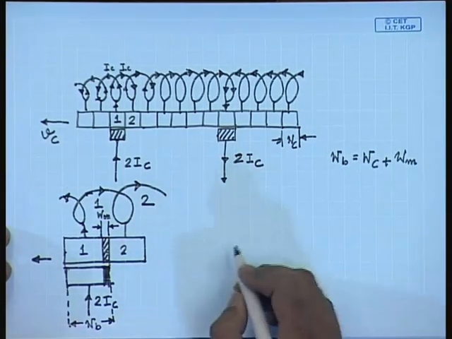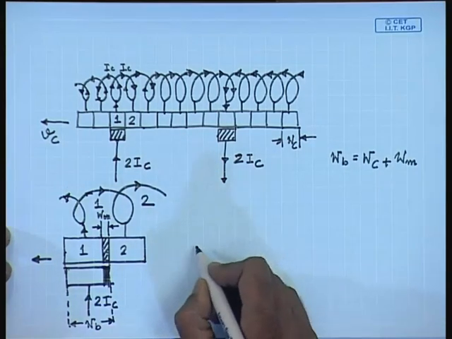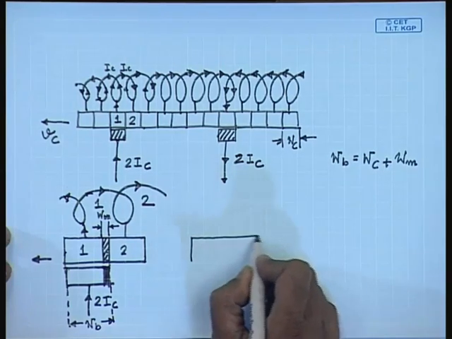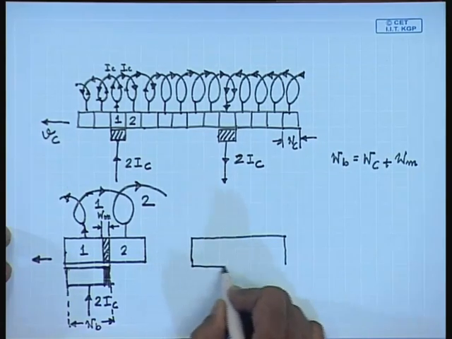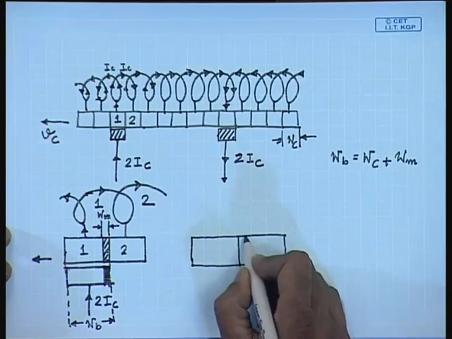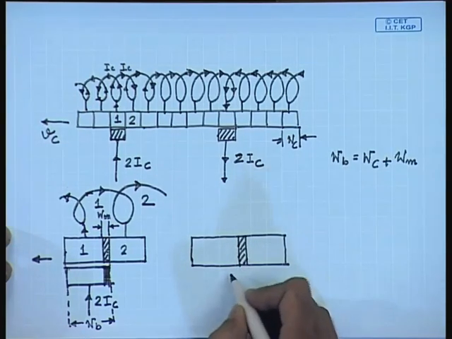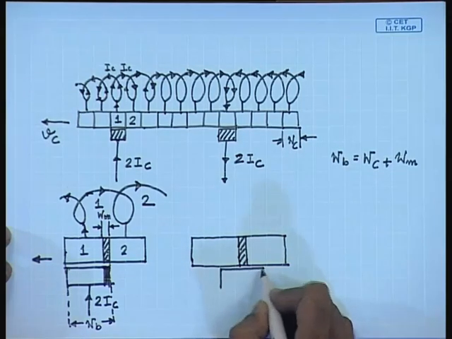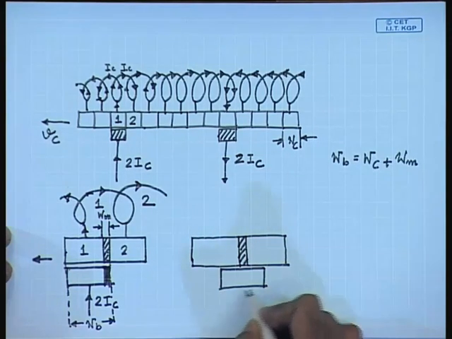After some time, the position of the brushes will be as follows. This is the mica insulation. The brush would have moved, connecting both the commutators.